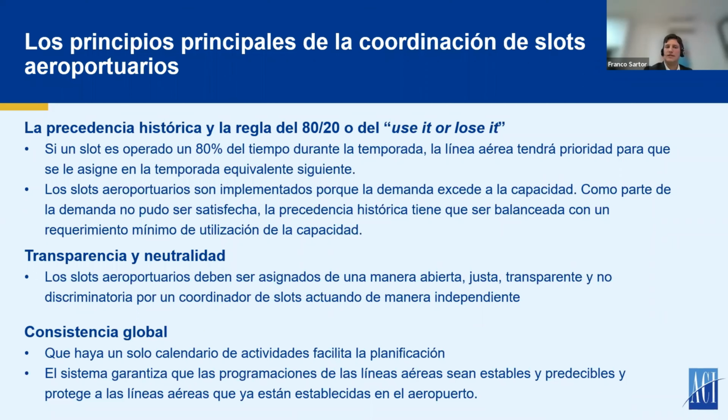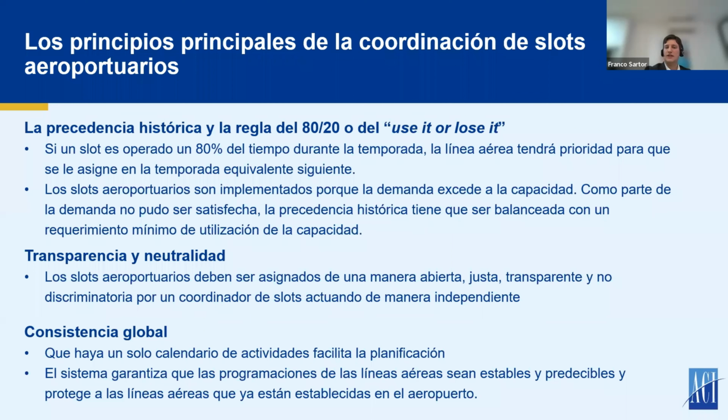Throughout the pandemic, we talked a lot about this 80-20 rule, the utilization of the slots. So here, maybe I will take a couple of minutes to explain why we have this rule. Basically, airports turn into level 3 because the airlines want to operate beyond their airport capacity.